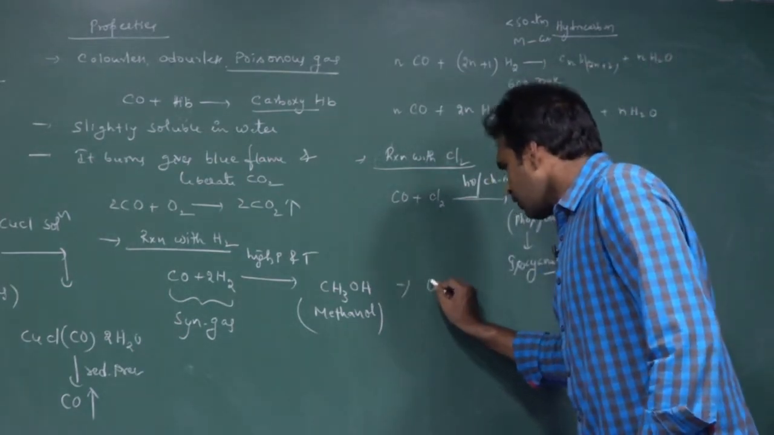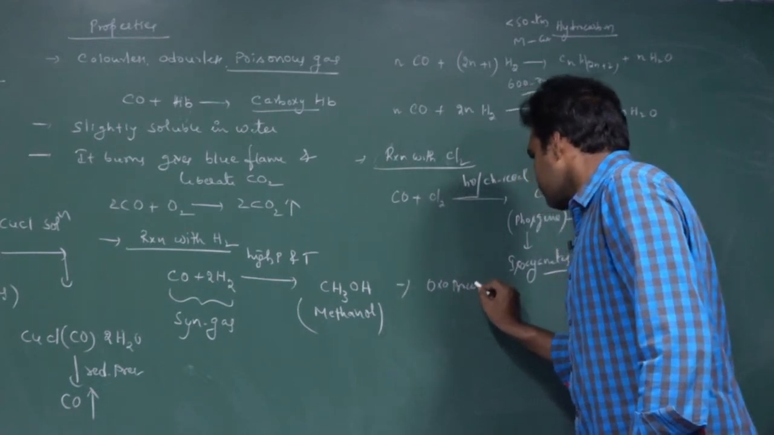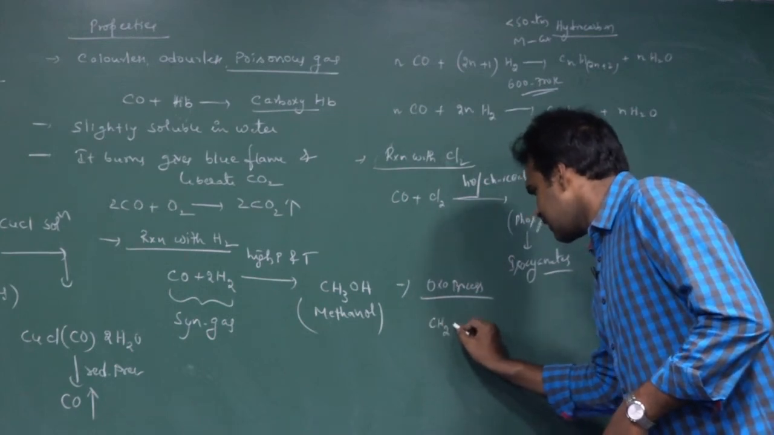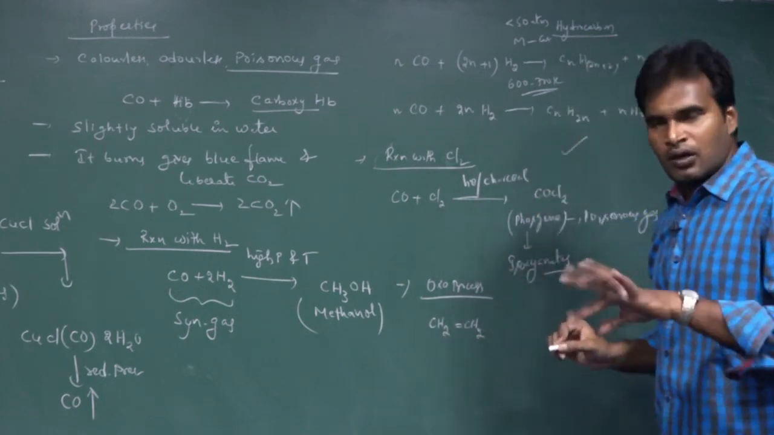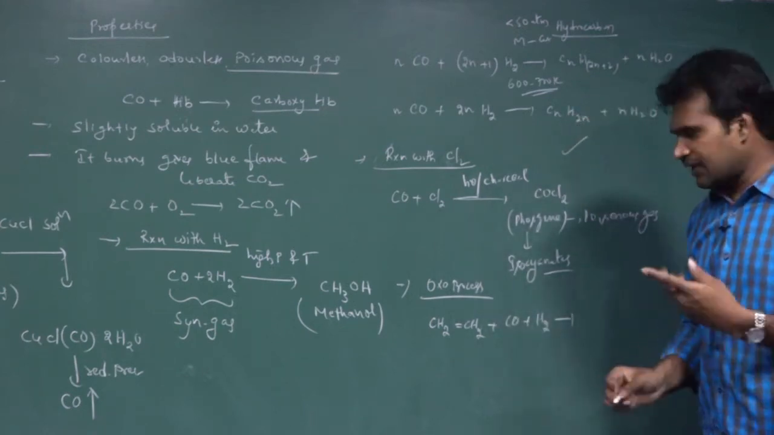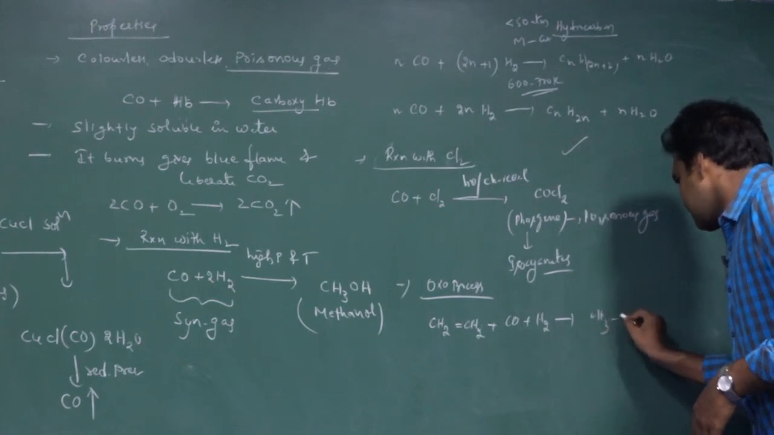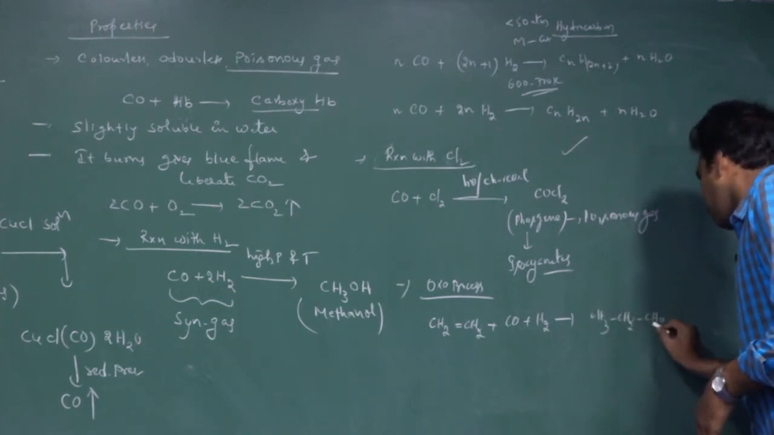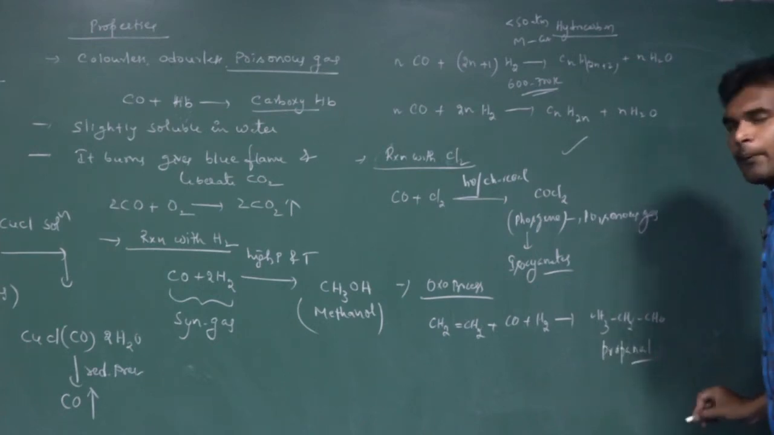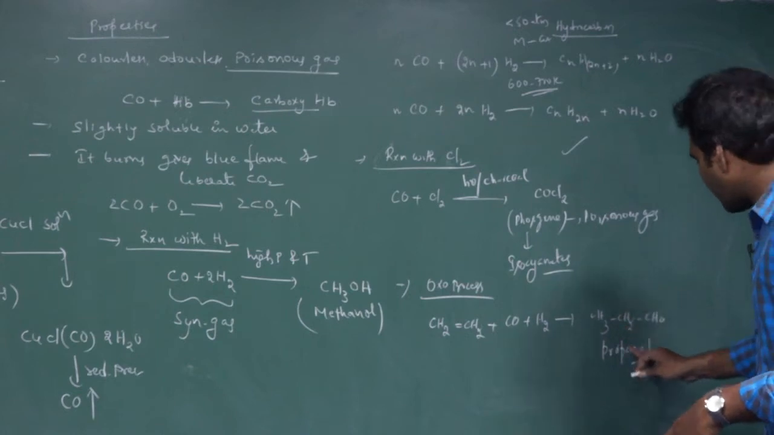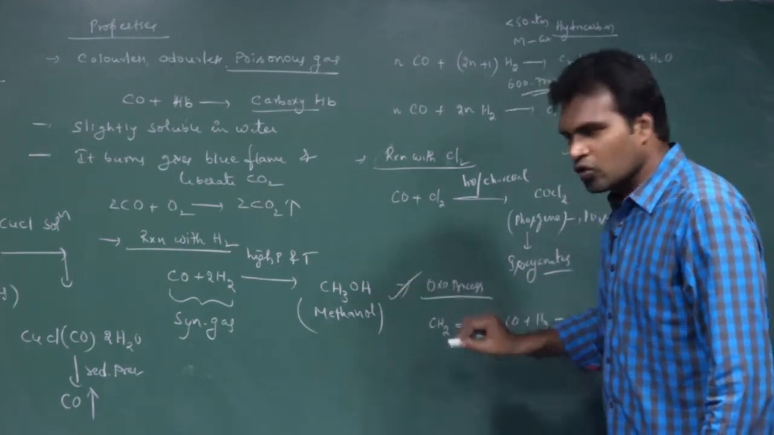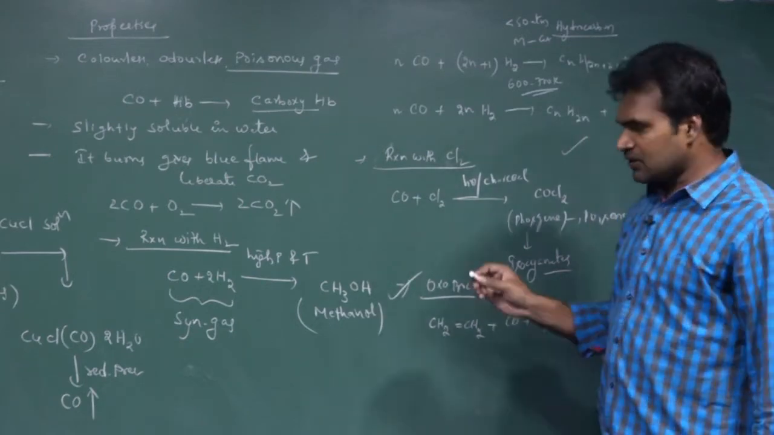Next one, the oxo process. So what is the oxo process? When ethene, CH2 double bond CH2, reacts with water gas, that is CO and H2, we get propanal, CH3CH2CHO. This method of preparation of higher aldehydes from alkenes, we call the oxo process.